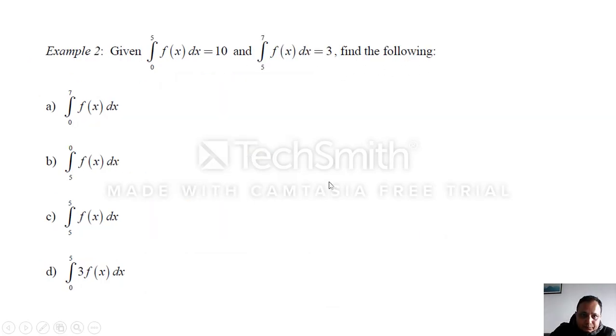Now let's see. I would like you to try this problem. Take a note of this problem. The integral from 0 to 5 of f of x dx is 10, and the integral from 5 to 7 of f of x dx is given as 3. Now I would like you to solve this problem and write it in a notebook and submit to me for corrections. That's all for today.